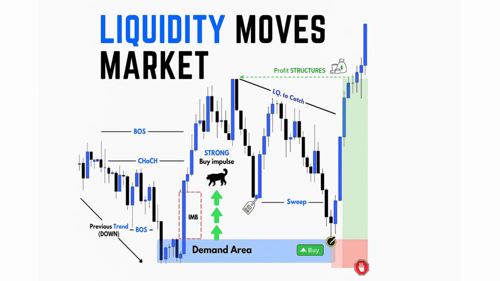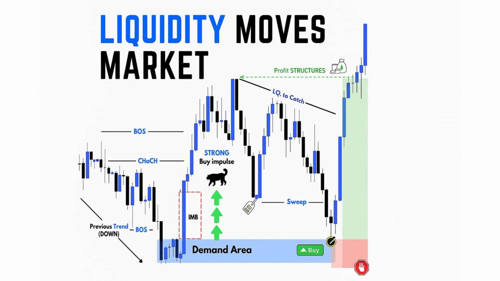And this brings us to the most important takeaway. Liquidity moves the market. Every major price swing is essentially a move from one pool of liquidity to another. Our job is to anticipate these moves and position ourselves to profit. Look at this sequence. After a downtrend, the market identifies a key demand area. But before it reverses, it often makes one final sweep down, hunting for the remaining stops below that level. This is the liquidity, LQ, to catch.